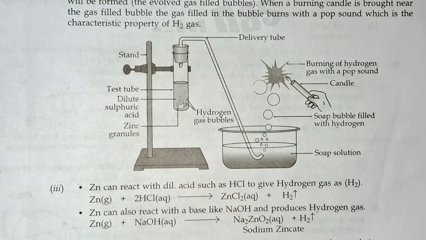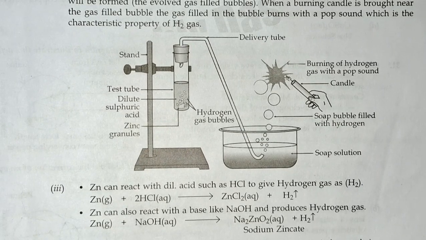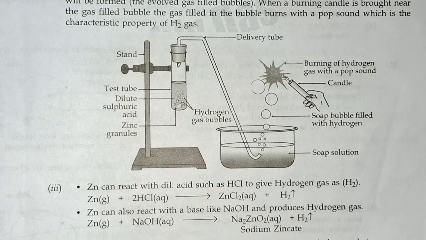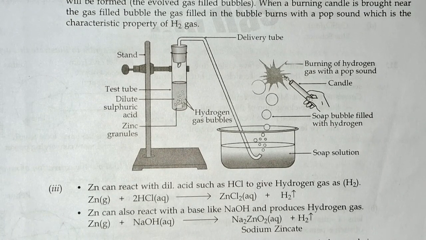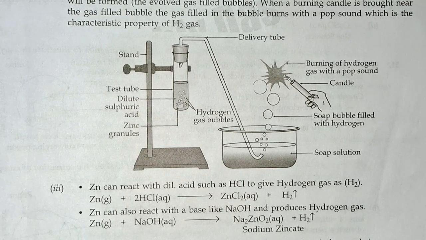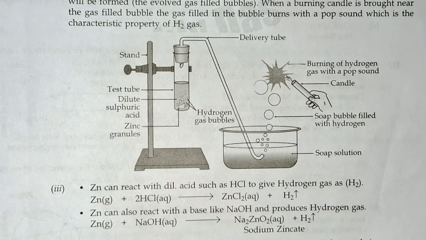Second, Zn can also react with a base like NaOH and produces hydrogen gas. Zn(s) + NaOH(aq) reacts to give Na2ZnO2(aq), also known as sodium zincate, plus H2 as a gas.